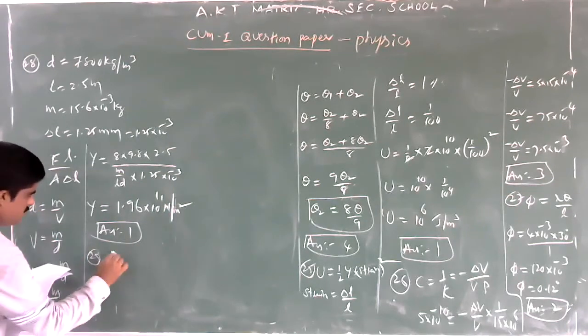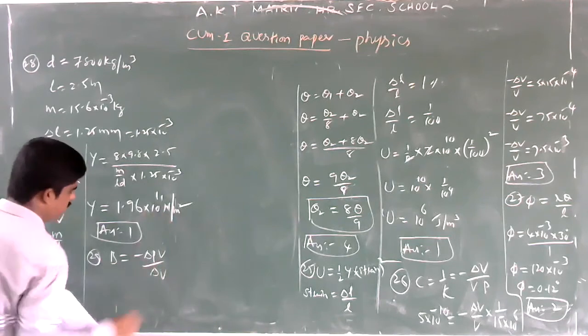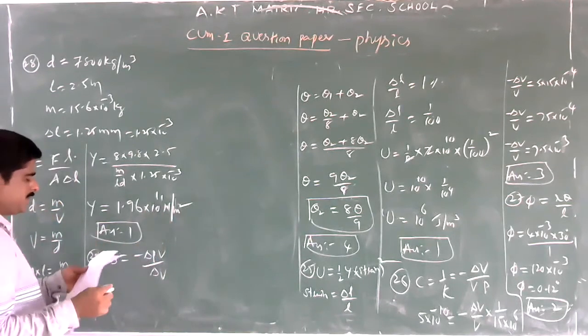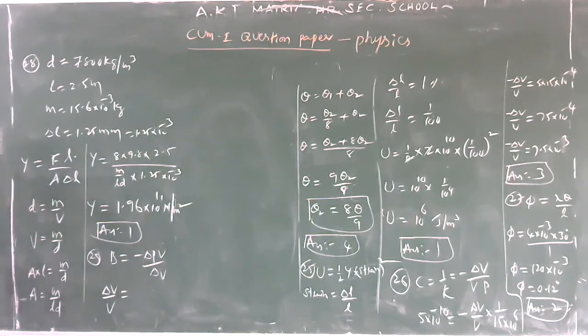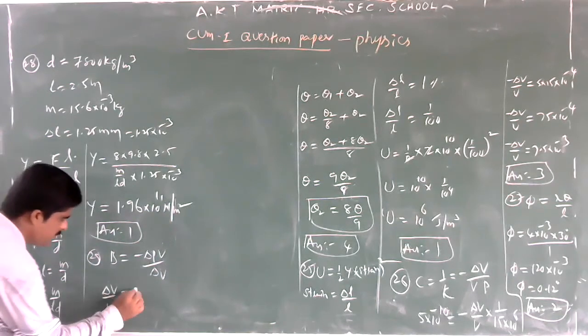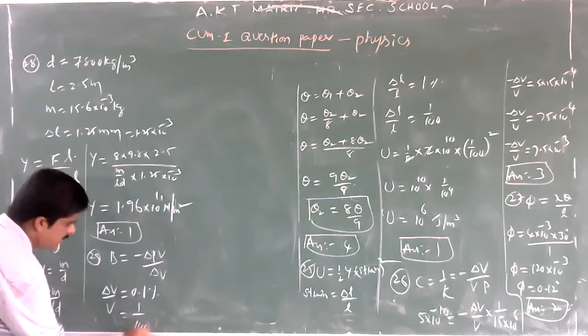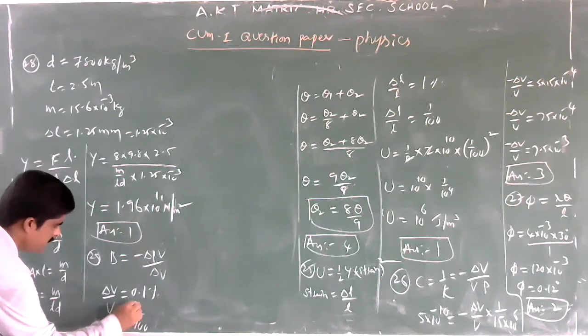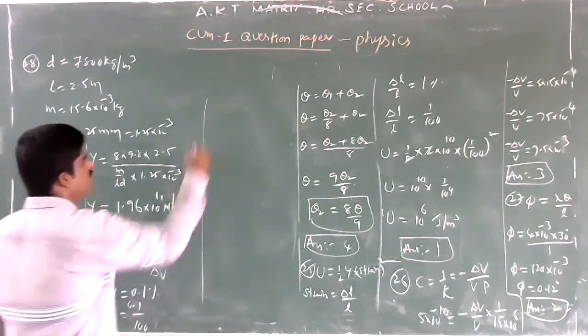For bulk modulus, B is equal to minus delta P into V by delta V. So here delta V by V is given. What is delta V by V? Delta V by V is the decrease in volume. Here the ball is taken into a liquid through a certain depth, so the volume decreases. How much percentage does the volume of the ball decrease? 0.1%. Delta V by V is equal to 0.1%, or that is equal to 0.1 by 100.